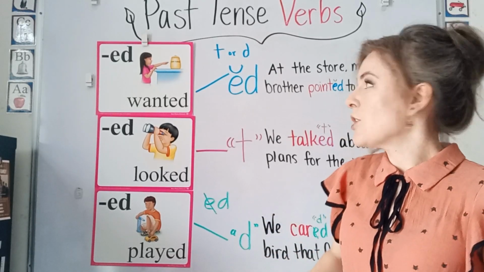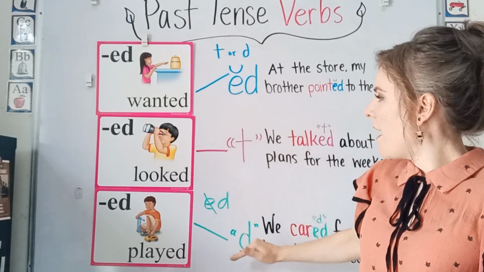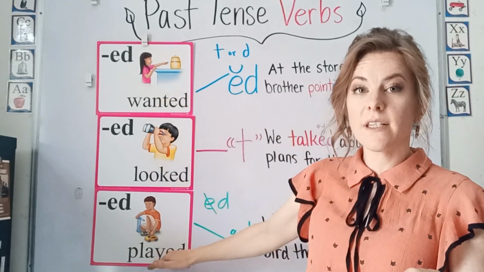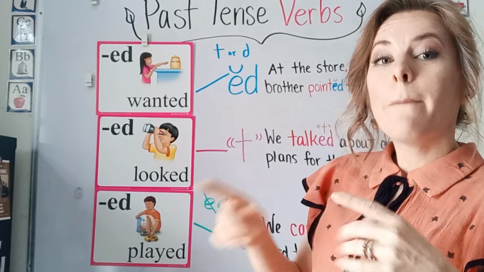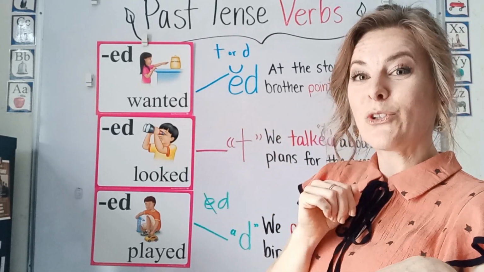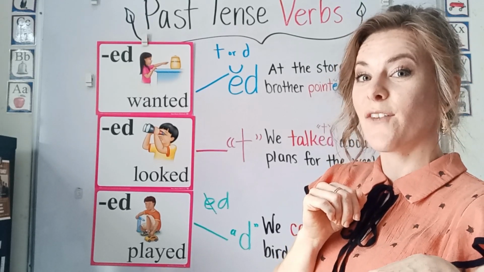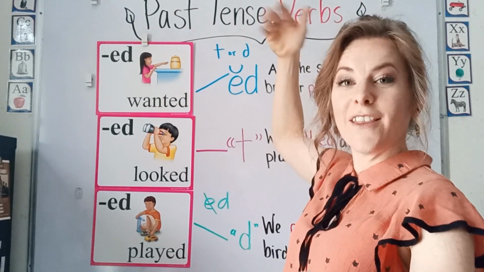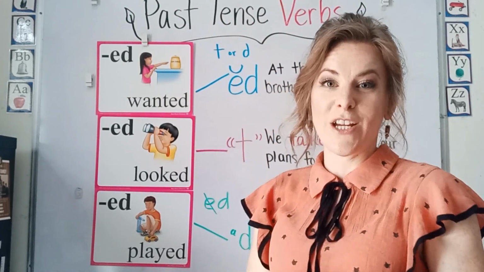All right, so here are some examples of these three sounds. They are all spelled the same, but they sound different, and you would pronounce them differently when you're using them with past tense verbs, okay? So remember, past tense verbs are verbs that have happened in the past. They're over, they're done with, they're finished, all right?